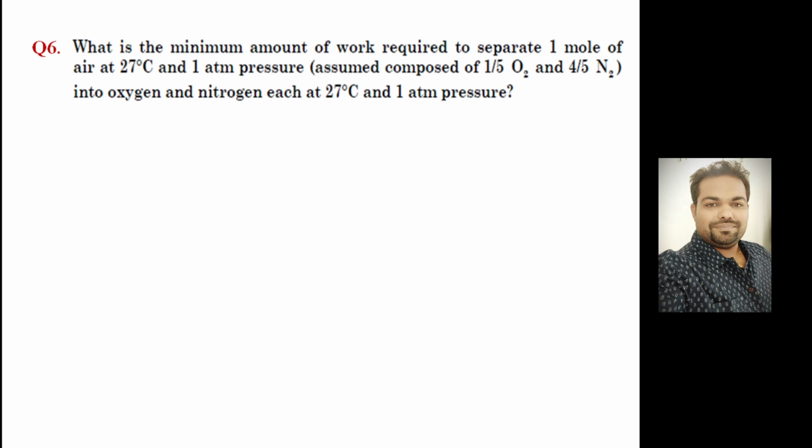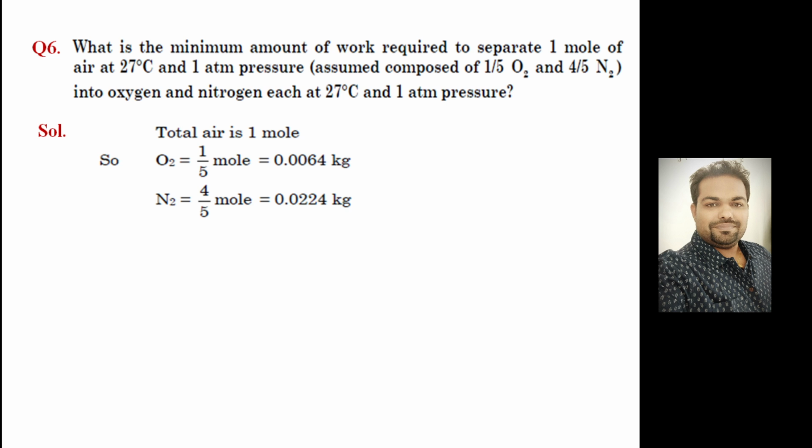So what properties are needed? We need characteristic gas constants, which are expected to be calculated, and the gamma value for O2 and N2 needs to be calculated. If you know these, then you can directly proceed. It is a straightforward formula based problem. So you can directly find out the minimum work required for each constituent to be separated, separately for O2 and separately for N2. If you add them, the total minimum work required can be calculated.